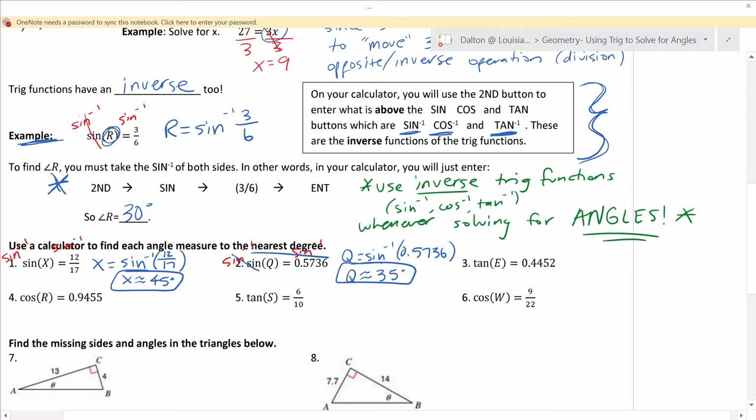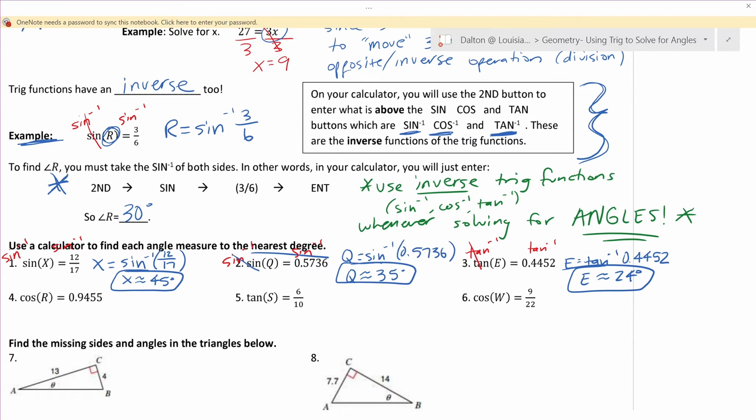Now, this doesn't just work for sine. This works for all of the trig functions. So for number 3, I've got the tangent of E is equal to 0.4452. Instead of taking the sine inverse, I'm going to take the tangent inverse of both sides because it'll cancel out the tangent on the left, leaving me with E equals tangent inverse of 0.4452. Hit second tangent in your calculator, 0.4452, and get that E is approximately 24 degrees.